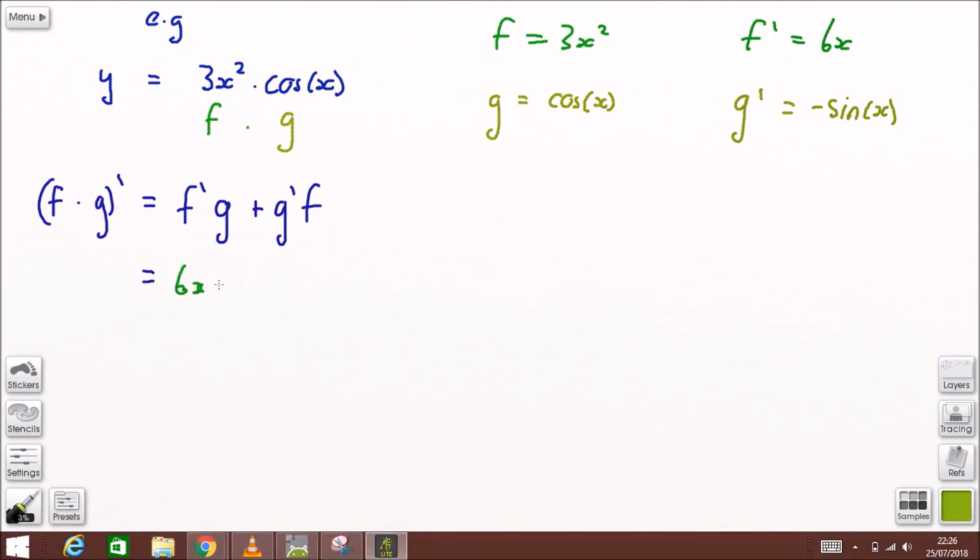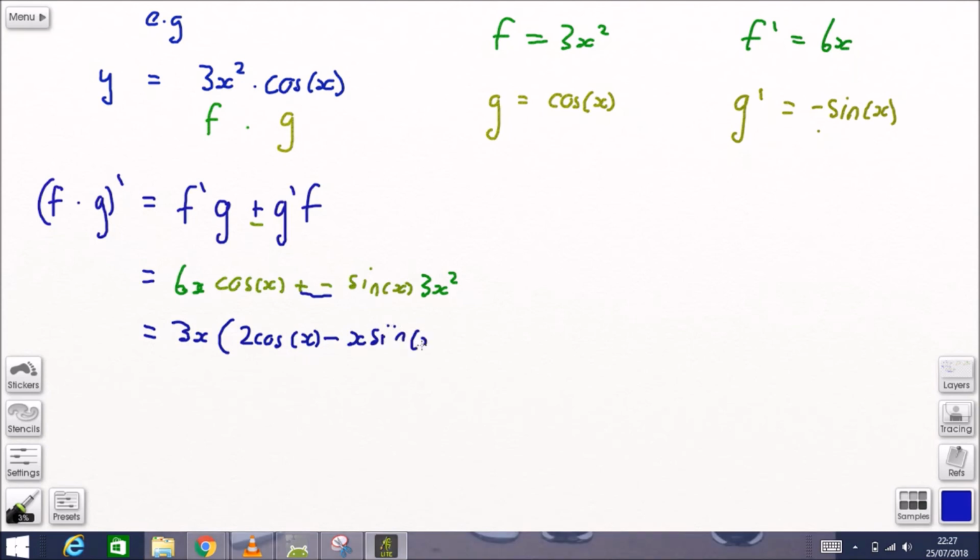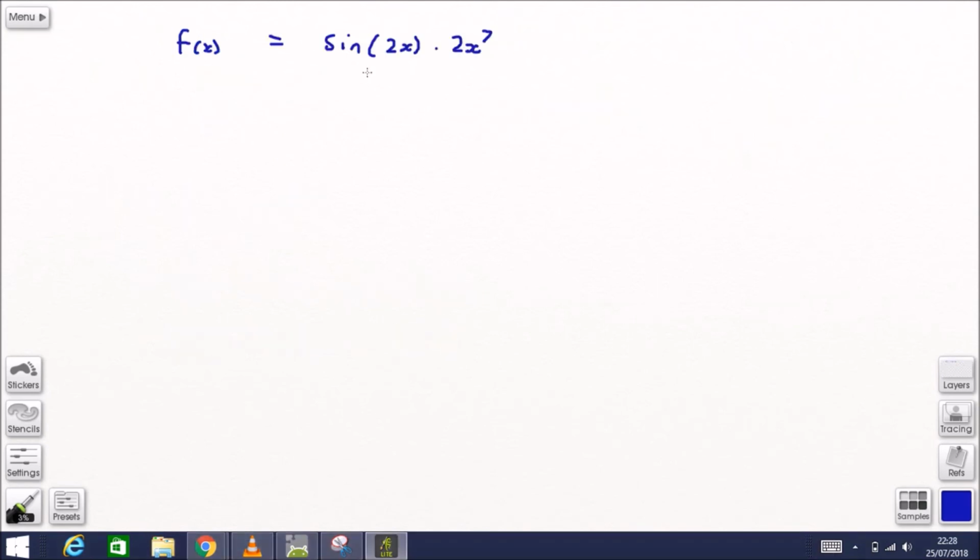f prime times function g plus g prime times function f. We do need to simplify this plus minus term, but the rest isn't necessary. I'll do it anyway. We'll factor out 3x. We'll simplify that plus minus, and then you're done.